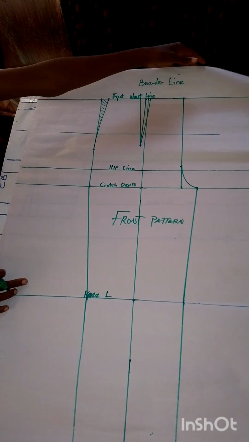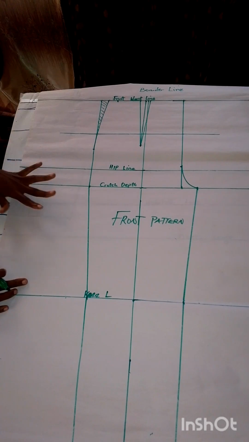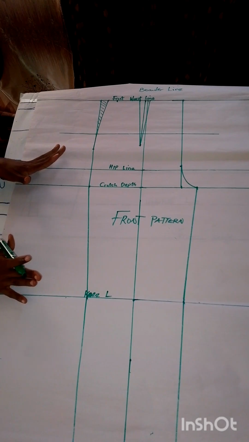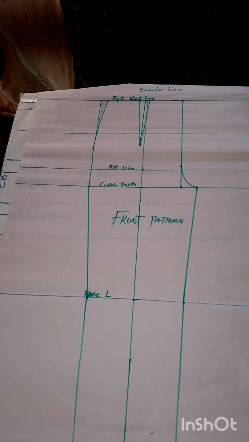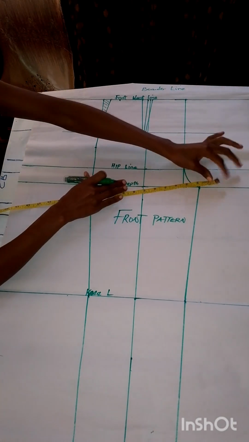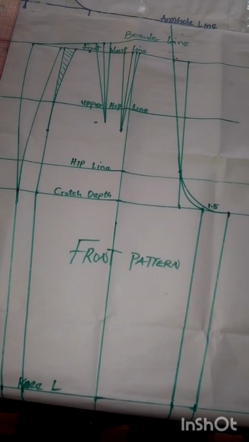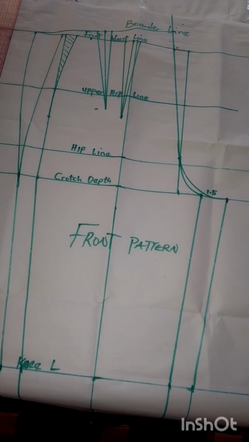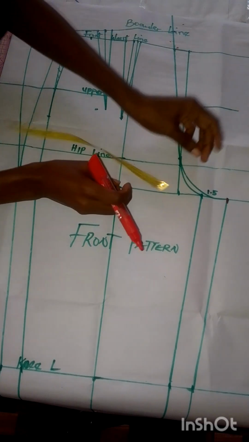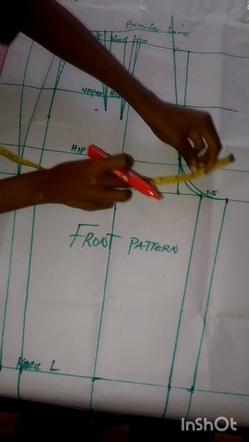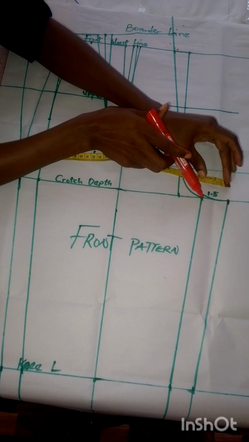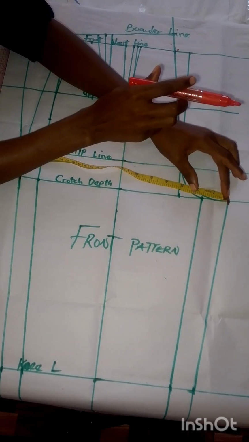So now to draft the back pattern for this trouser, because we are going to be drafting them together and then trace one of them out on another paper. So we are going to continue on this pattern. Actually, I've drafted out everything, so I need to explain how the back pattern is drafted as well. So the first thing to do is to come here. From the first pattern we drafted, the front pattern, we are going to come out by 1.5 inches here.